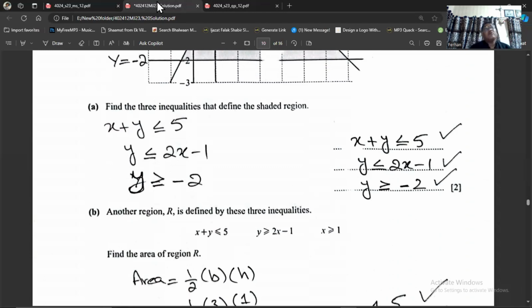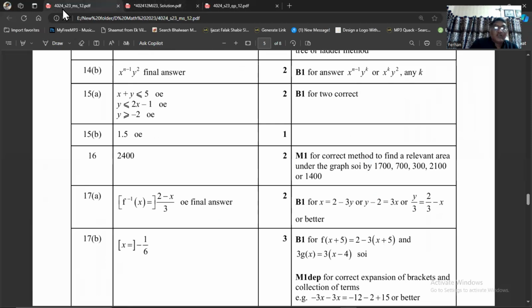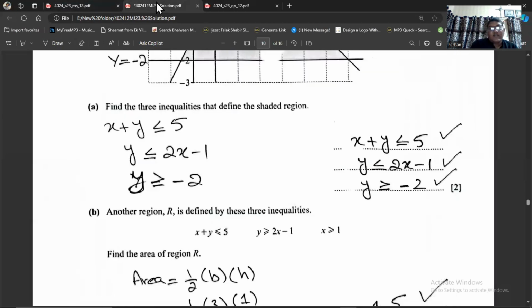Why am I using equals to also? Because these lines are continuous lines. If they are dotted lines, then I will only use the crocodile. So my answers are right. This is question number 15, and it's A part.